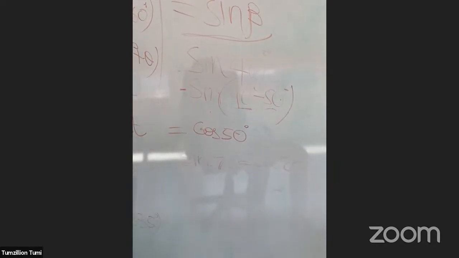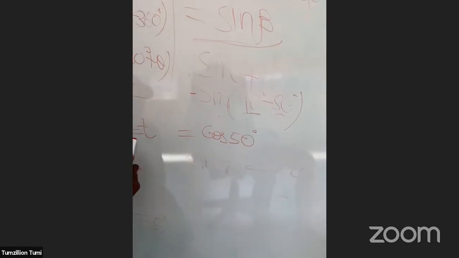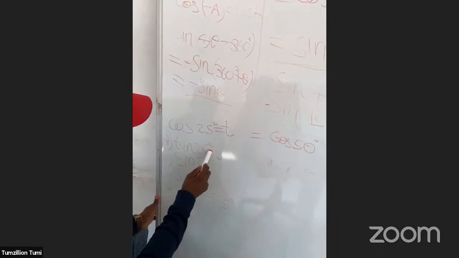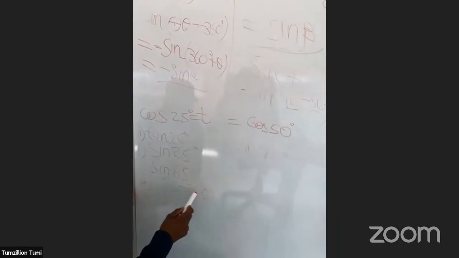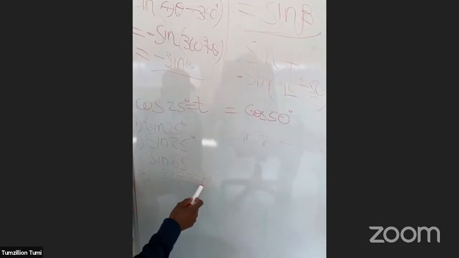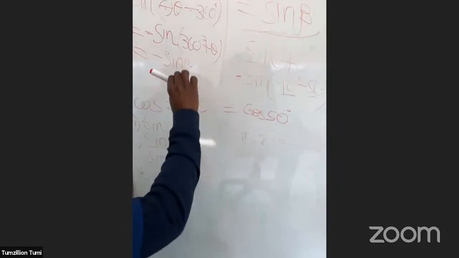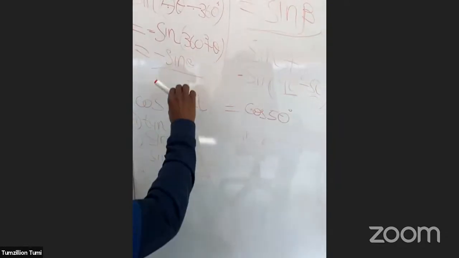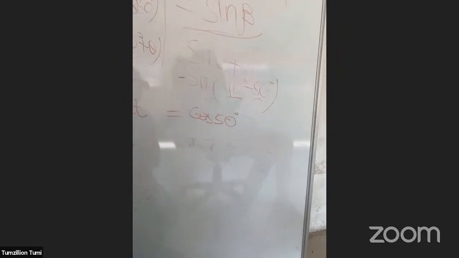So they are saying that if cos 25 is equal to t, determine tangent 25 degrees, sine 25 degrees, sine 65 degrees, and cos minus 335. Remember, the best way to answer this, these are free marks that you are not supposed to leave. This question will be about maybe 10 marks or so, so don't leave it.